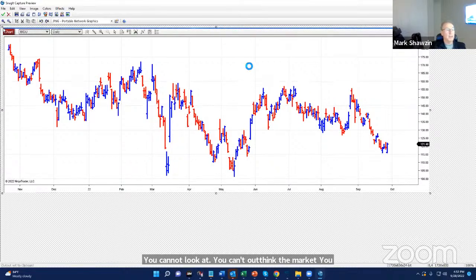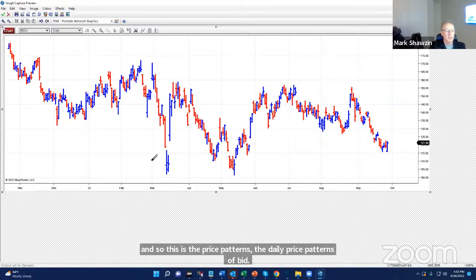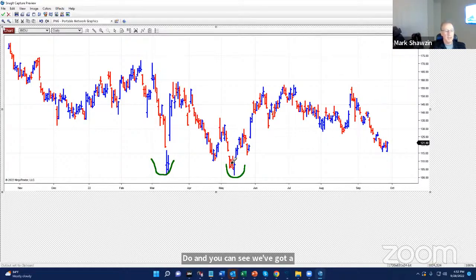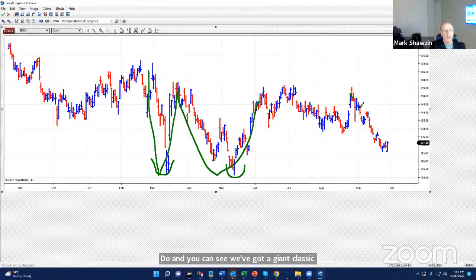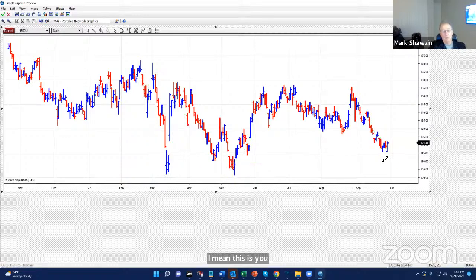And so this is the price patterns, the daily price patterns of Baidu. And you can see we've got a giant classic bottom. And now I love the fact that you came and retested all the way down here. I should have bought way more than I did. I mean, this is just to me a phenomenal risk-reward relationship.